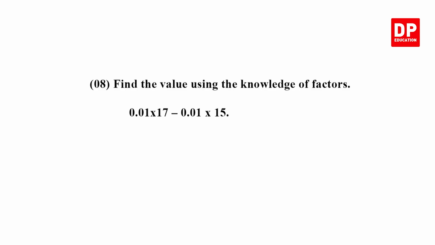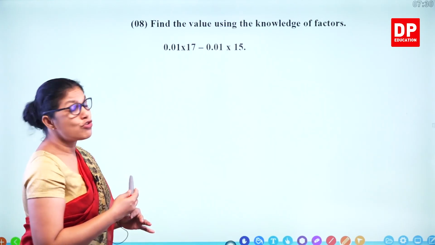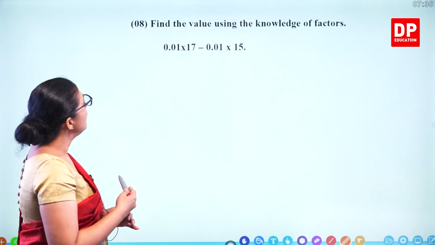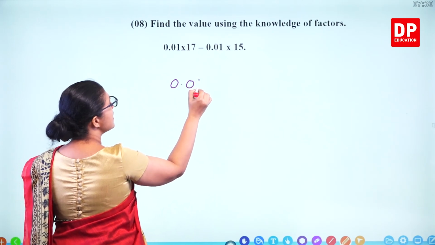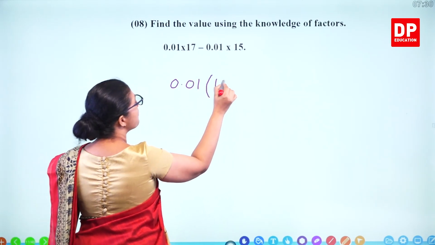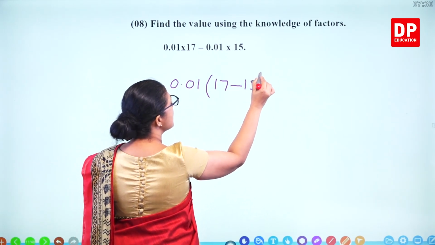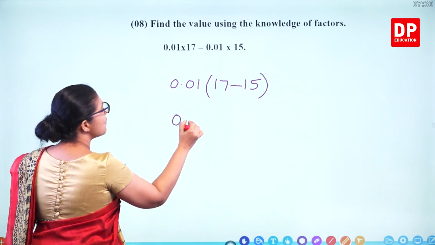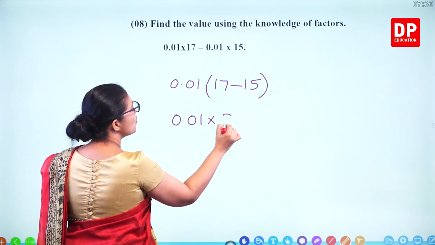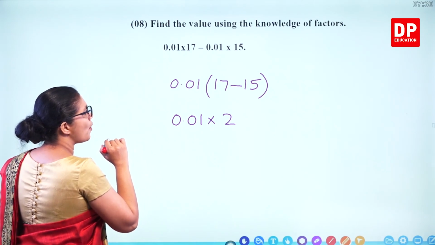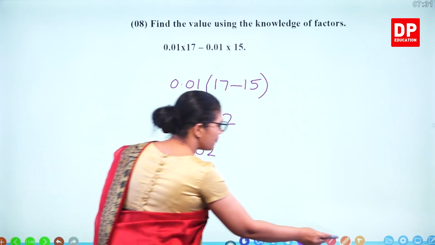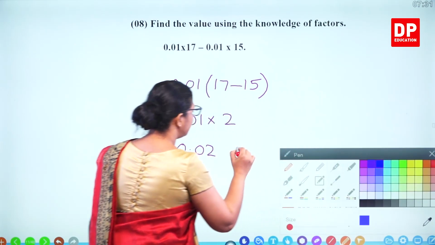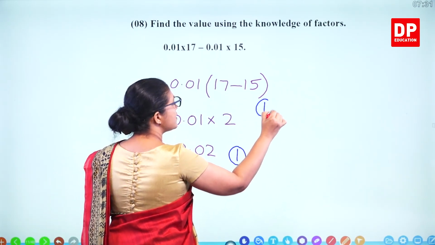Question number 8. Find the value using knowledge of factors. Look at carefully. We can see 0.01 is common. Take it out. What's remaining? 17 minus 15. So what is 17 minus 15? That's 2. 2 times 0.01. That's 0.02. 1 mark here. 1 mark for this step.